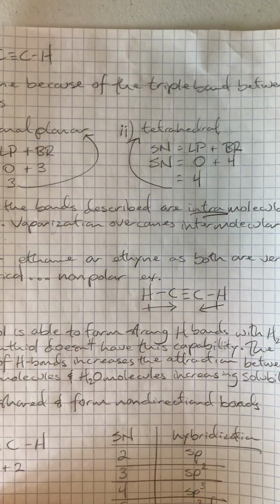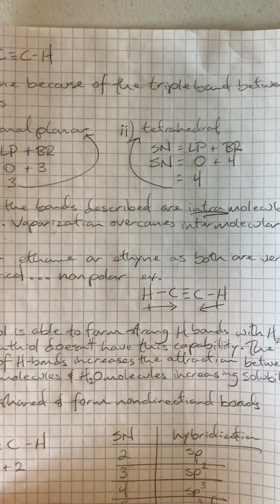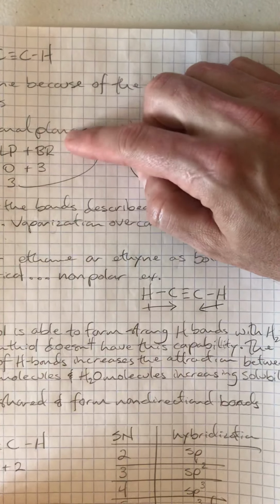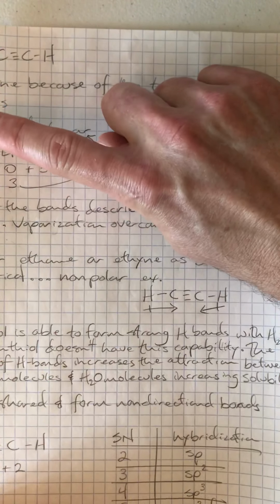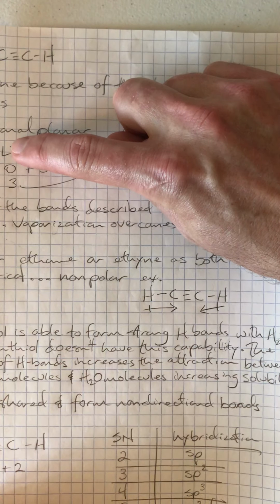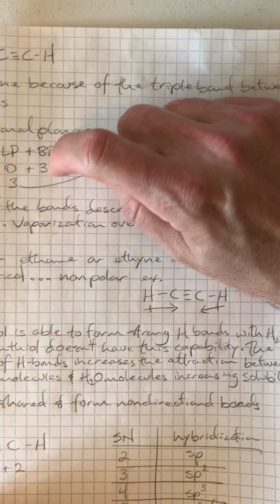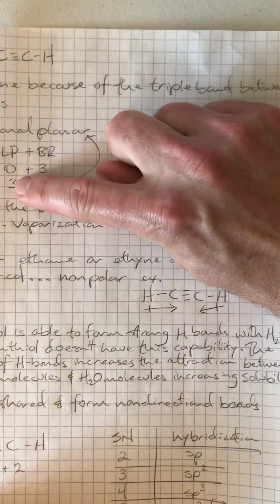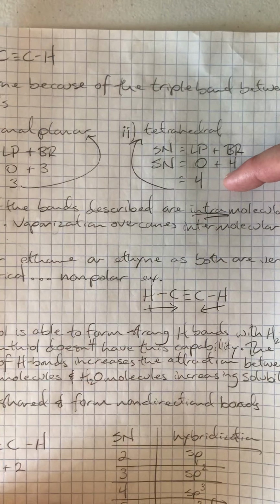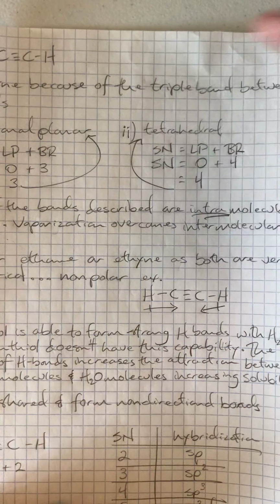And then you can figure out the shape of each of the carbons using the steric number. Remember, lone pairs plus bonding regions. So if you're looking at the first carbon, it would have 0 lone pairs on it. It has 3 bonding regions, so its number is 3, and that means it's trigonal planar. And over here, tetrahedral for the other carbon because it has 0 lone pairs and 4 bonding regions, so 4. So that makes it tetrahedral.